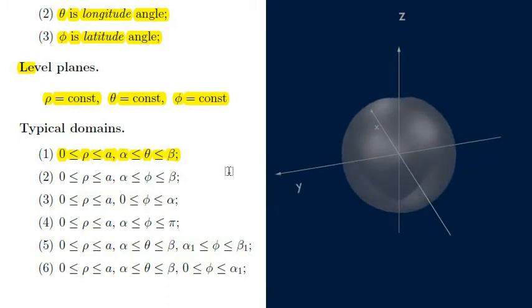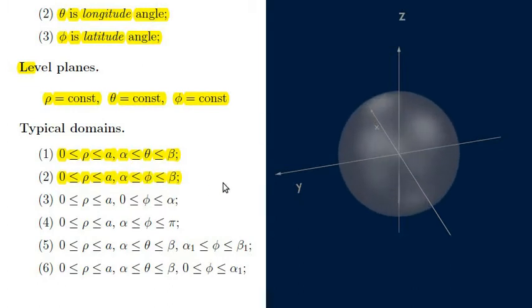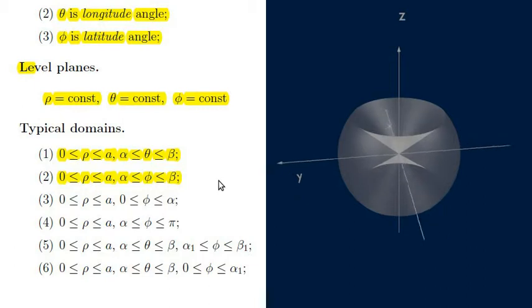Next typical couple of inequalities is like this. Look at the video. This is a ball of radius A from which we removed two cones, one from the north pole and the other one from the south pole.